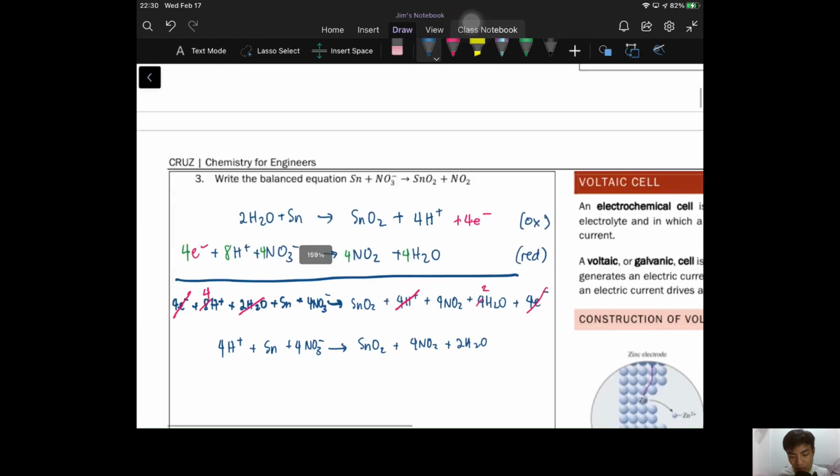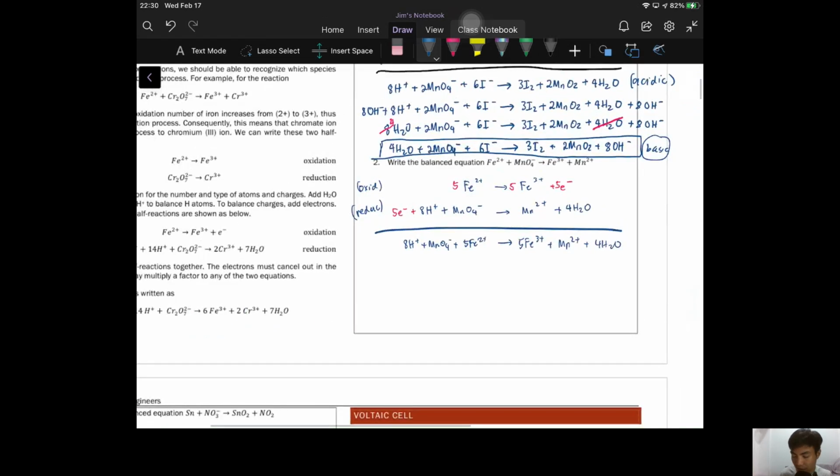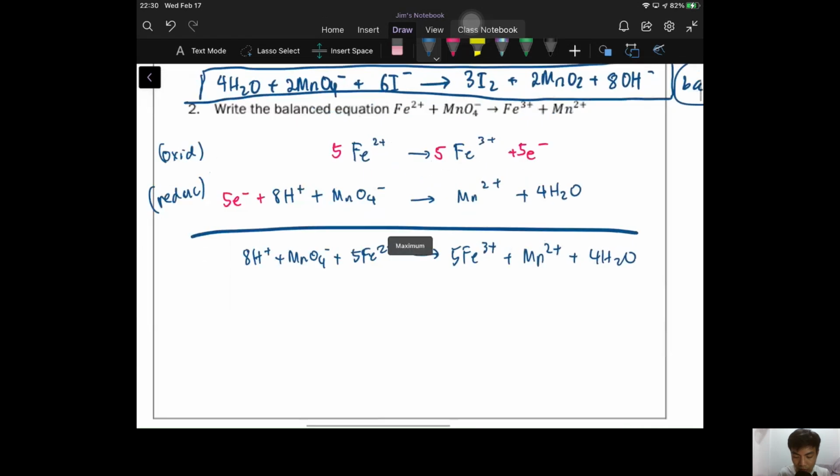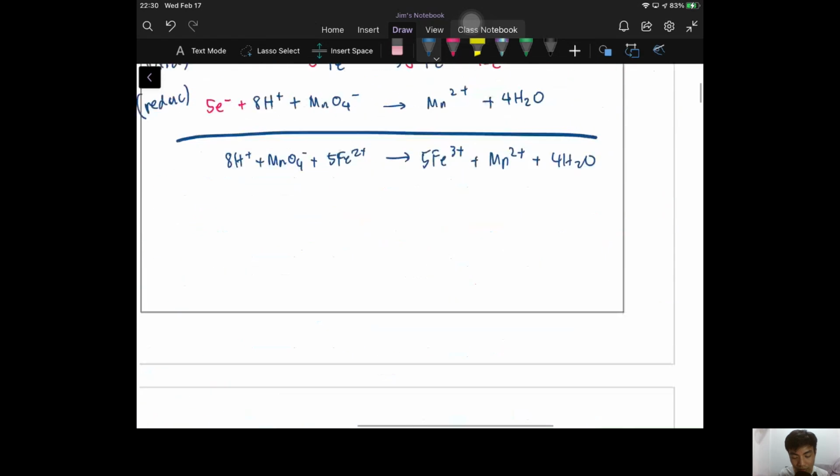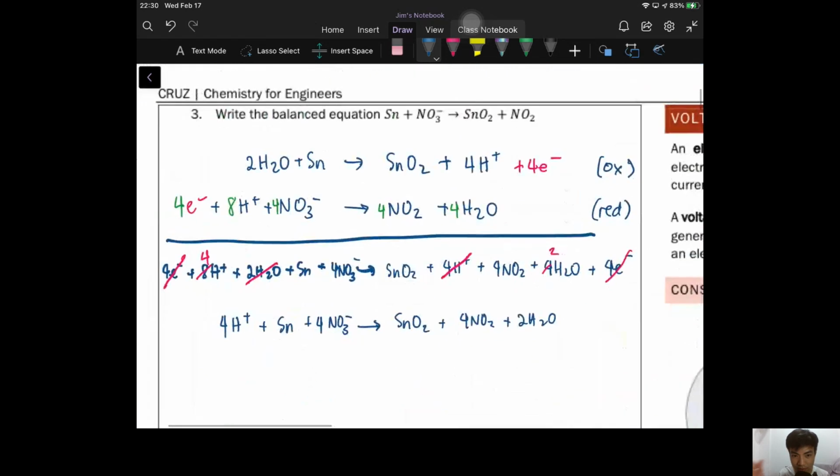Okay. By the way, may tip ako sa inyo. Tignan nyo. Yung water and yung H plus, nasa opposite side sila parate, no? So, for example, dito sa equation na to, nasa left side yung H plus, nasa right side yung H2O. Okay? So, ganun talaga. So, always nasa opposite side sila. Kapag yan nagkaparehas ng side, siguro may mali sa nagawa mo. So, ulit ka na lang ulit.